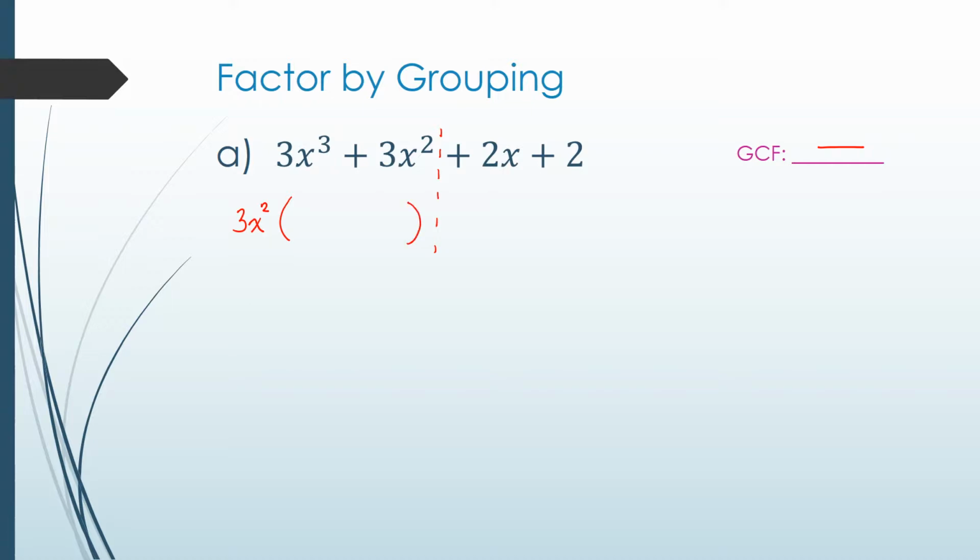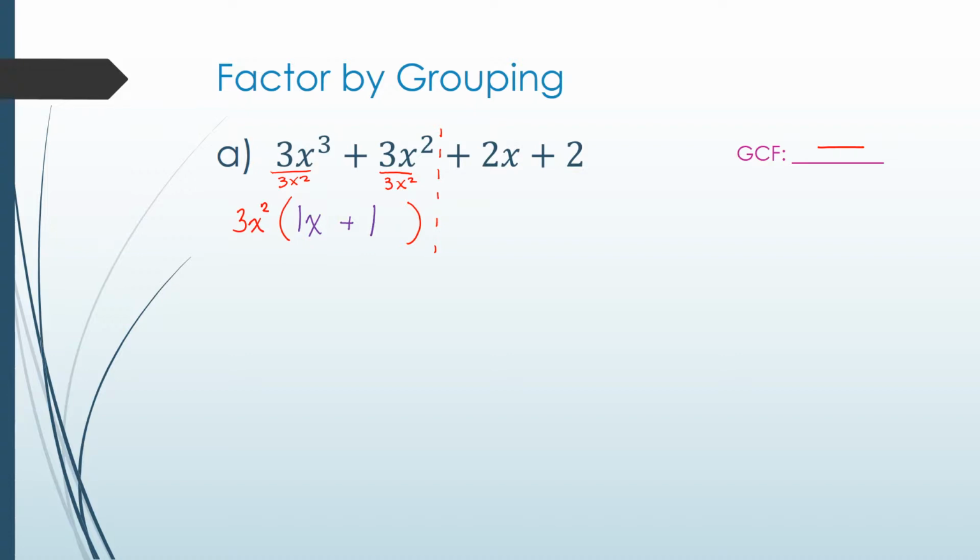Now if I were to factor out 3x squared, or divide both of these terms by 3x squared, let's see what we're left with. Well, 3 divided by 3 is 1. x cubed divided by x squared leaves you with x. Now, 3 divided by 3 leaves you with plus 1, and x squared divided by x squared reduces to 1 also. Okay, so there's nothing else we can do to the first two terms.